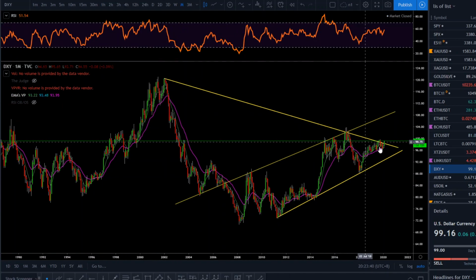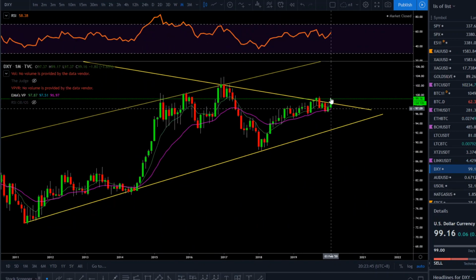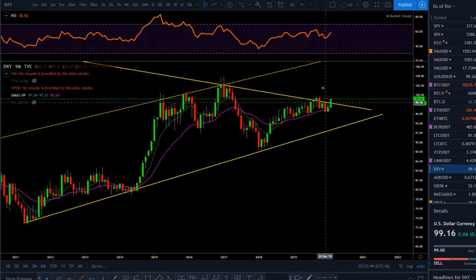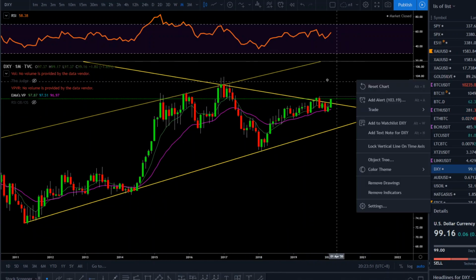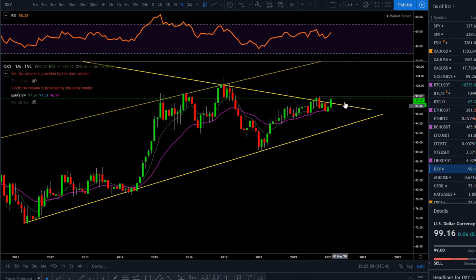I have this trend line drawn down on the monthly, and the dollar wants to break above it. It's got this resistance here, which we should actually watch. On the dollar there will be a significant break if it breaks this 99.67 level here.